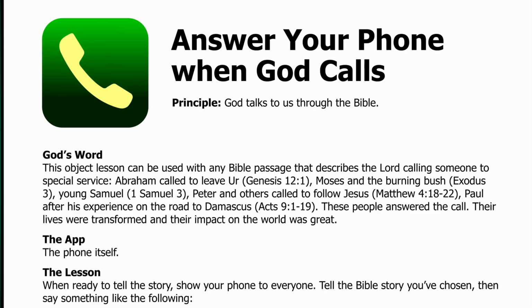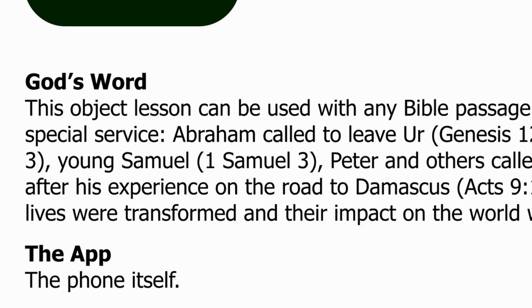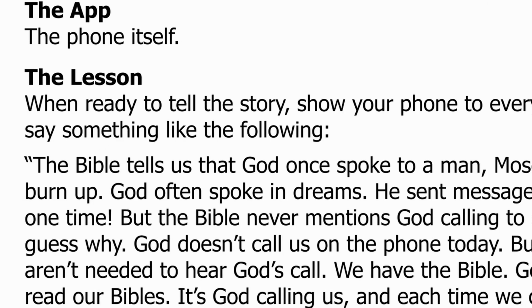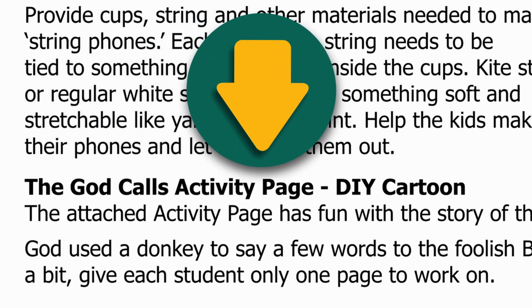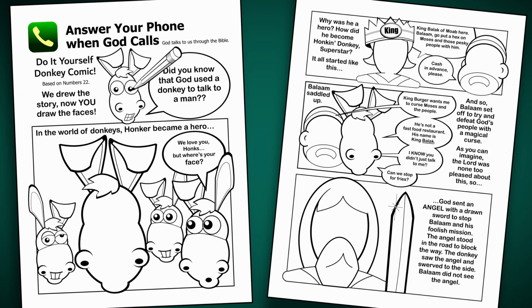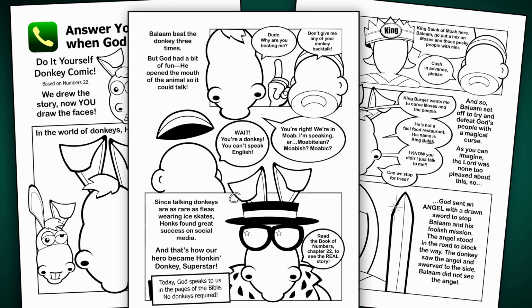Every teacher's page features God's Word, the app itself, the lesson, the stuff to discuss, extra fun. But here's the big deal, the activity pages. This first one is fun for the kids because it's a do-it-yourself comic. They draw in the faces of the characters. In this case, it's the talking donkey from Numbers.